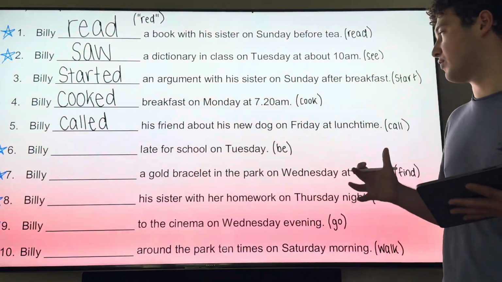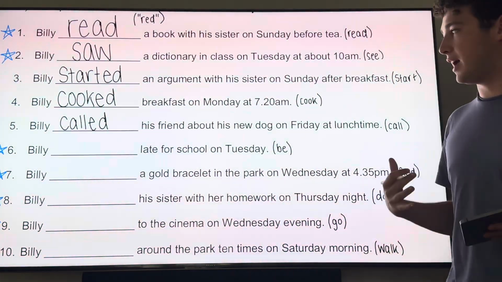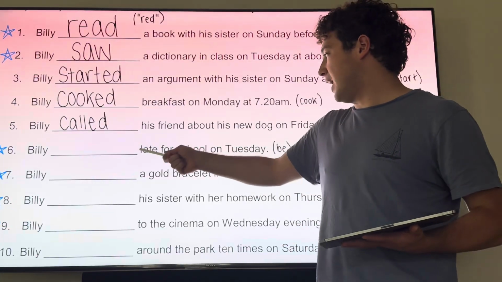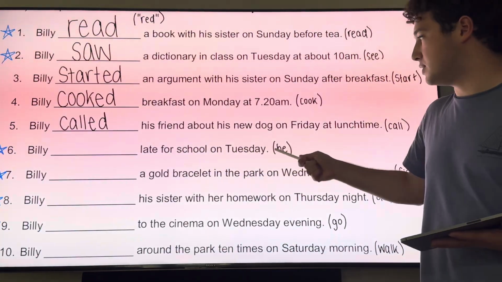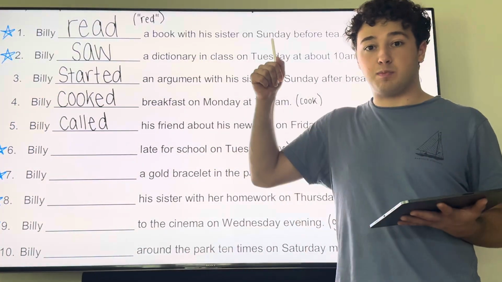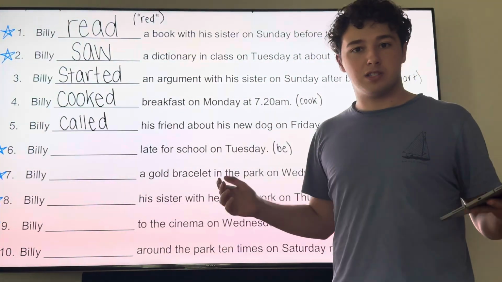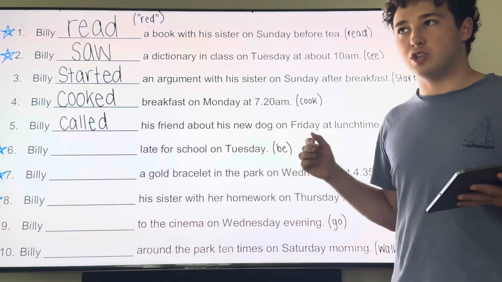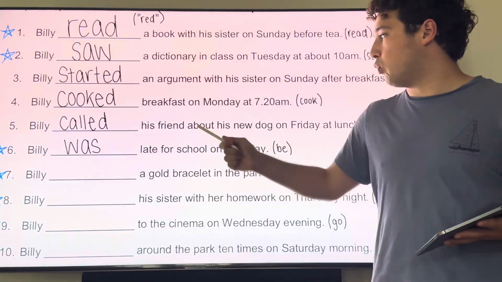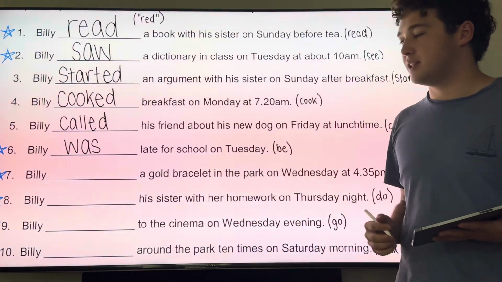Billy called his friend about his new dog on Friday at lunchtime. Number 6, Billy blank late for school on Tuesday. And the verb they give you is to be. Now, we looked at to be on the page above, so we know already that it would just be was. Billy was late for school on Tuesday.